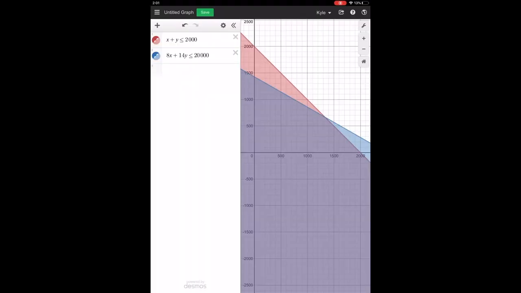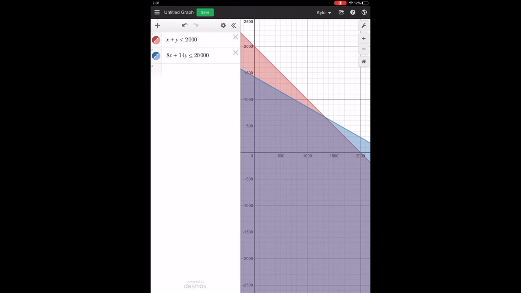So here in Desmos, you can see the two inequalities. The first one in red deals with us not purchasing more than 2,000 toys in inventory. So we're not holding more than 2,000 toys at one time. And the blue inequality represents that we're not spending more than $20,000. Okay, so where is the feasible region? Where is the area that satisfies this problem?